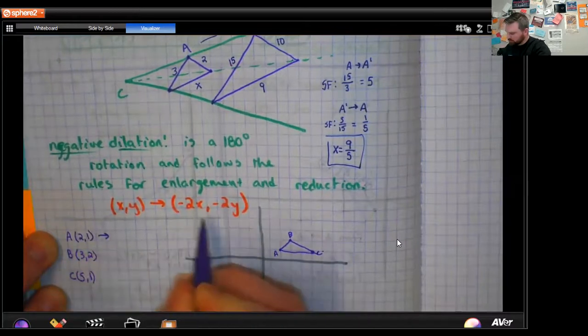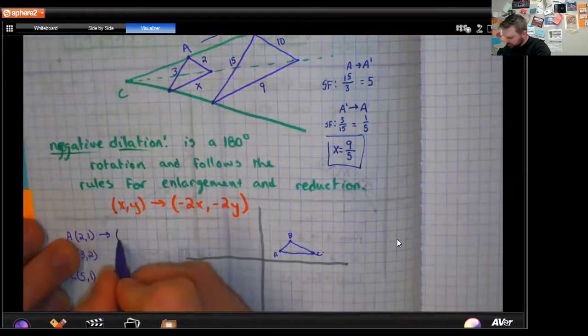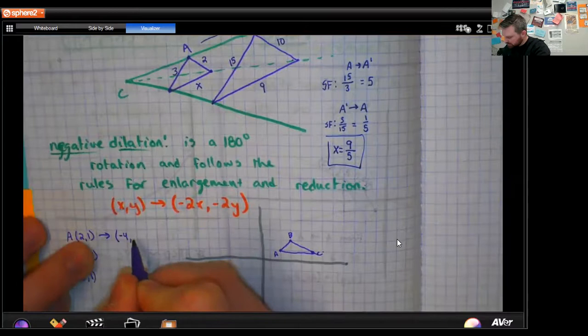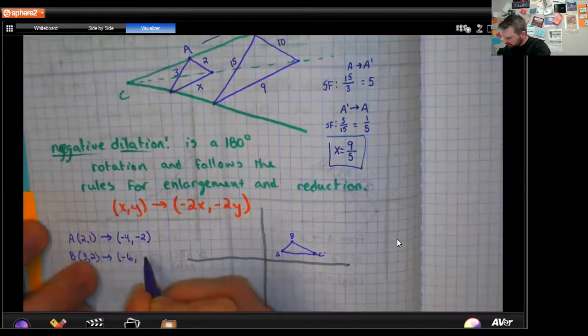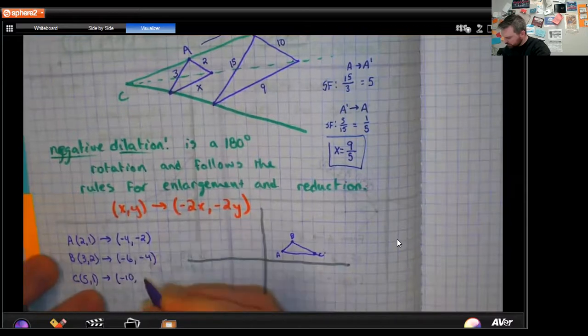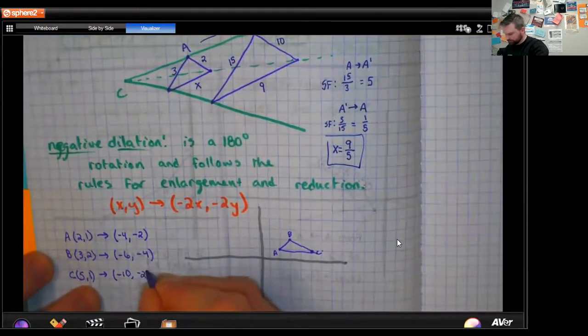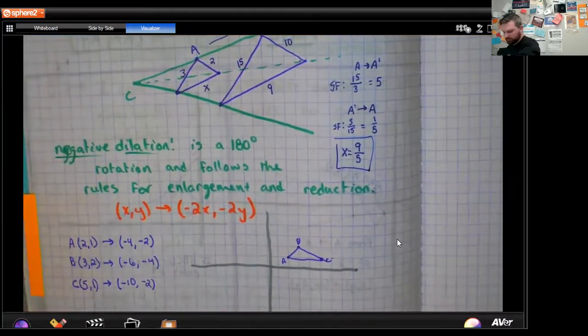So then we're going to multiply each one of those numbers by -2. So 2 times -2 is -4. 1 times -2 is -2. 3 times -2 is -6. 2 times -2 is -4. And 5 times -2 is -10. And 1 times -2 is -2. So we'll go and plot those ordered pairs.